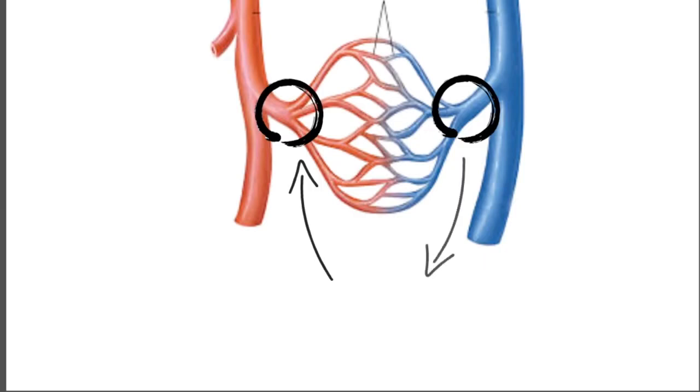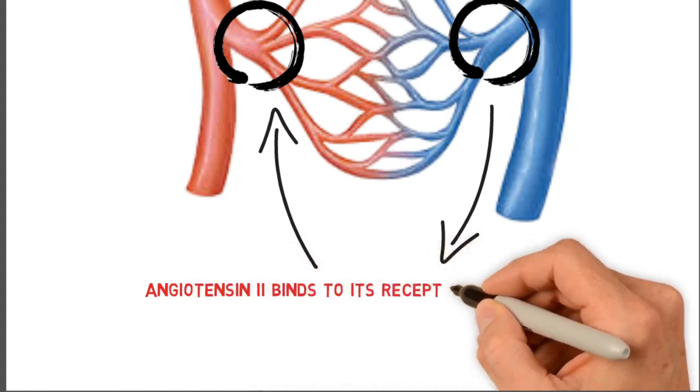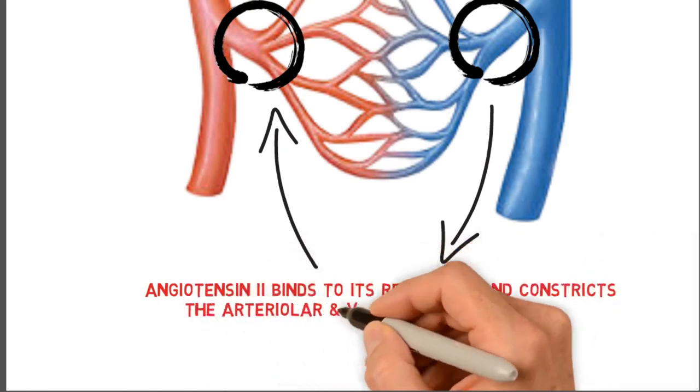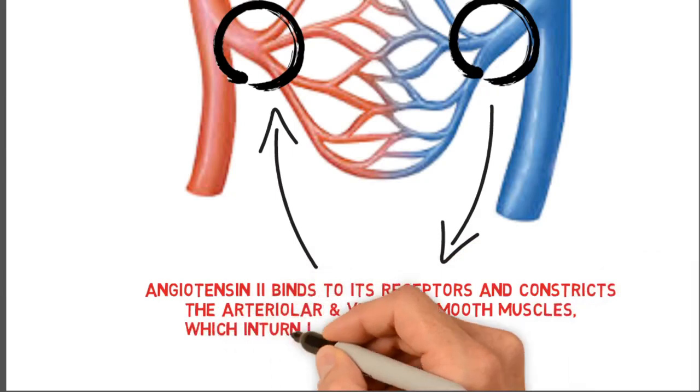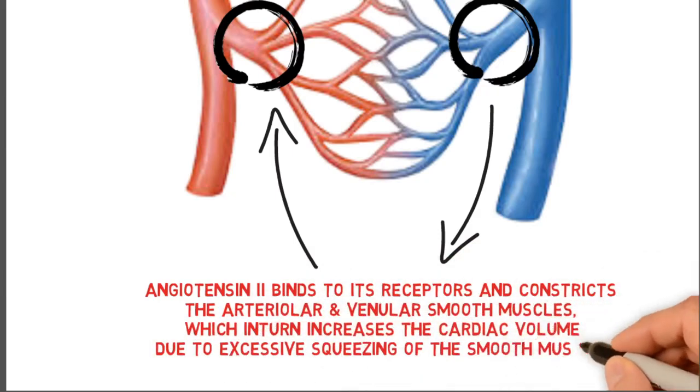Due to this phenomenon, there is excessive squeezing of vascular smooth muscles, which increases the preload on the heart and increases the cardiac output, which in turn will increase the blood volume.